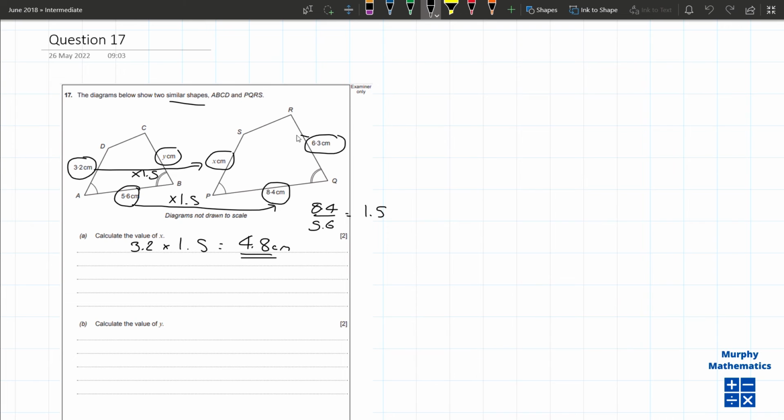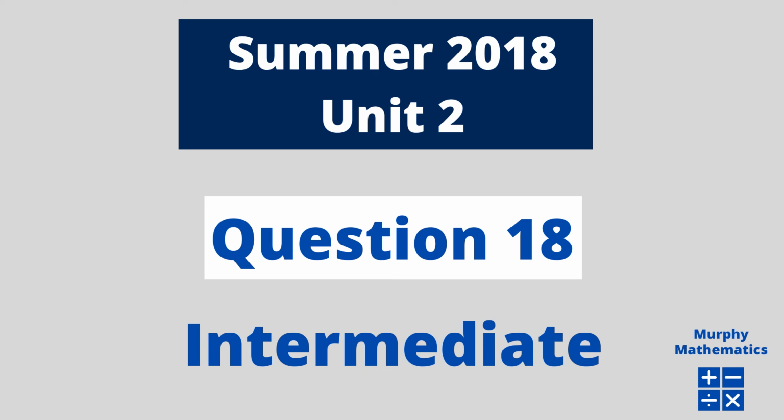And then calculate the value of y. So we know that this side is y, so 6.3. So to get from y to 6.3, we'd have had to times it by 1.5, but because we're going backwards, we're going to divide it by 1.5. So 6.3 divided by 1.5 equals 4.2 centimeters. Well, that's it.